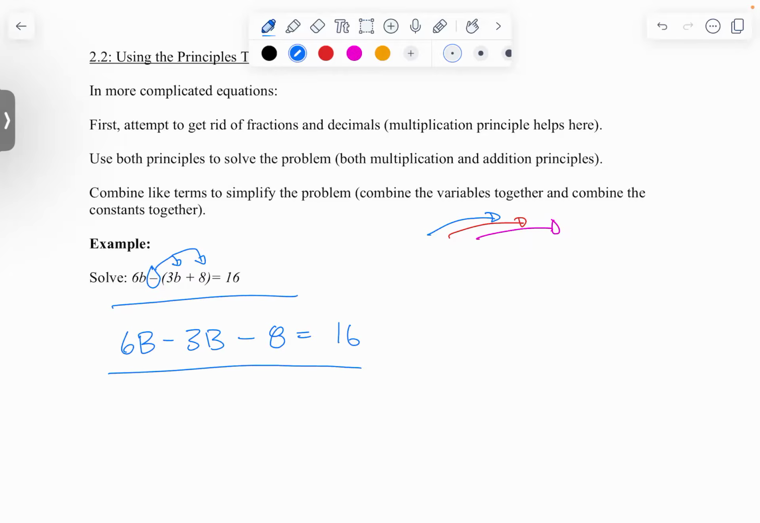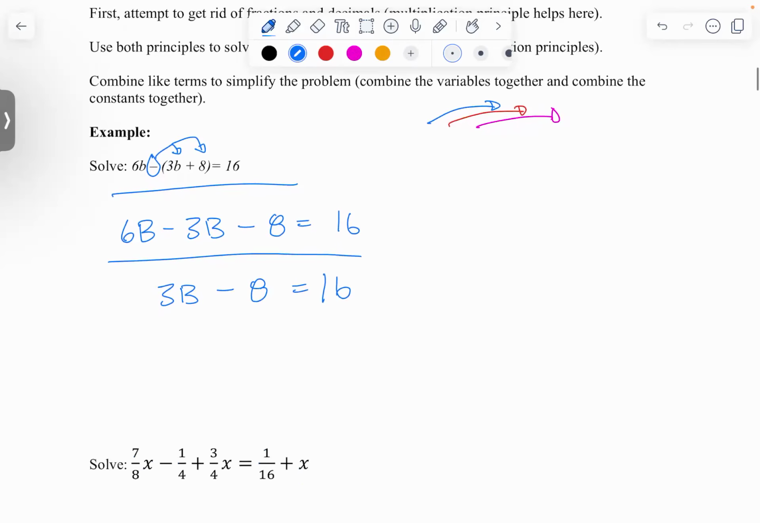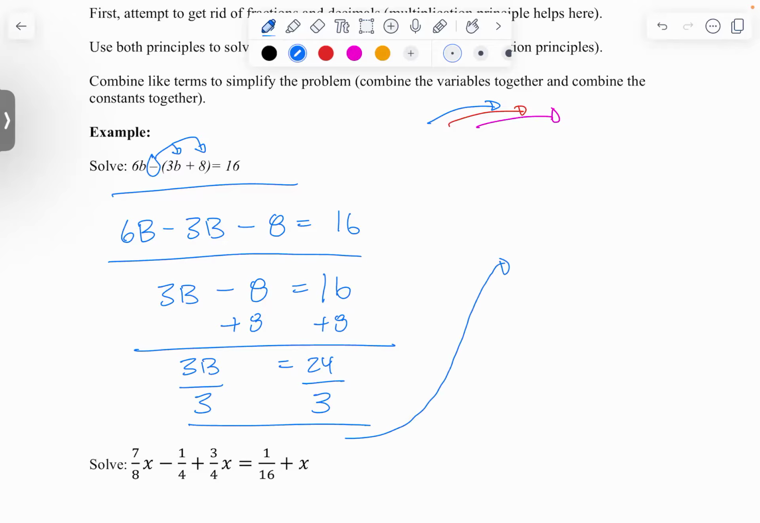Simplify down, combine like terms. And when we get back here, this is what's known as two-step algebra. I have two steps: basically add or subtract, and then multiply and divide to get the answer. So add 8 to both sides. That goes away on the left side, and that becomes 24 on the right side. And then divide by 3. And that gives us b equals 8.